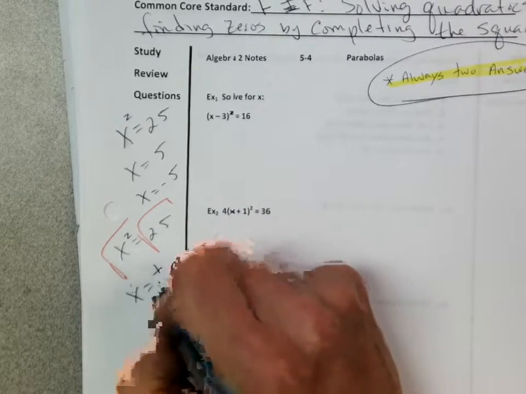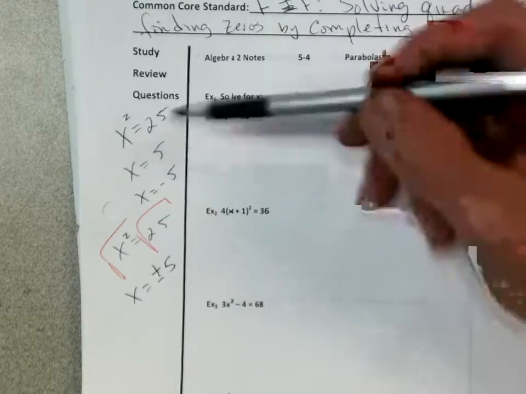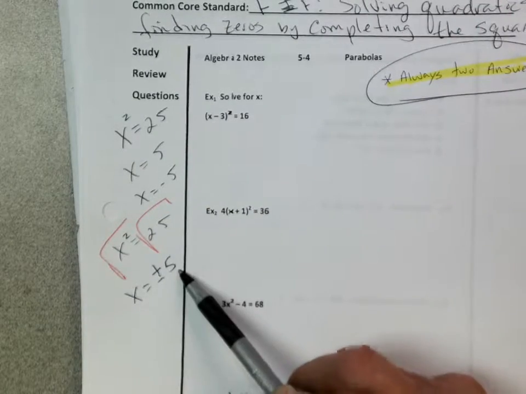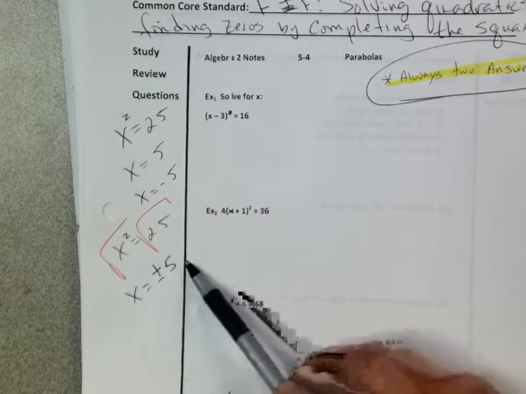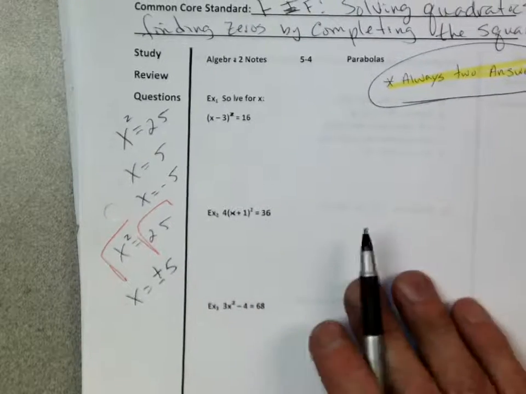The square root of x squared is just x, but I need two answers, right? So I write this as plus or minus 5. When I write plus or minus 5, it's the positive 5 and it's the negative 5. We already knew it was both 5 and negative 5, but writing it as plus or minus 5 gives me both answers. That's my two answers. So if we know that, let's go to example 1.